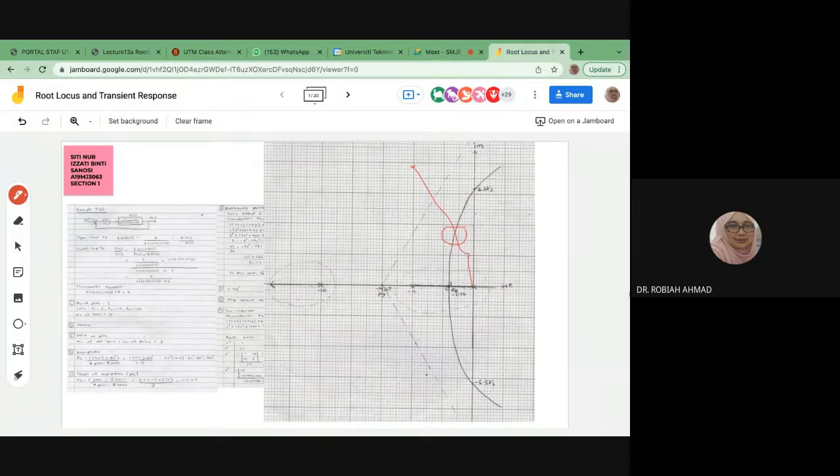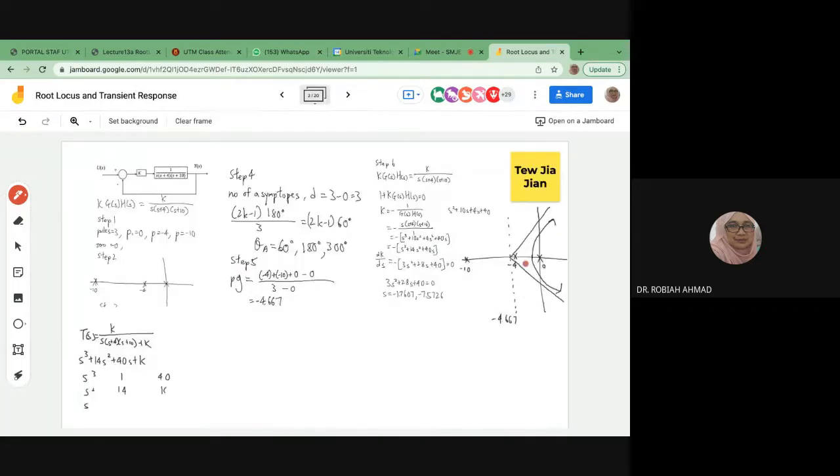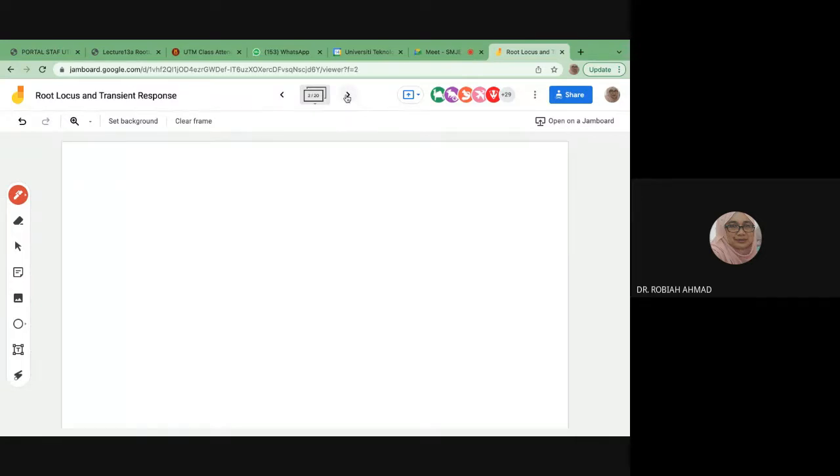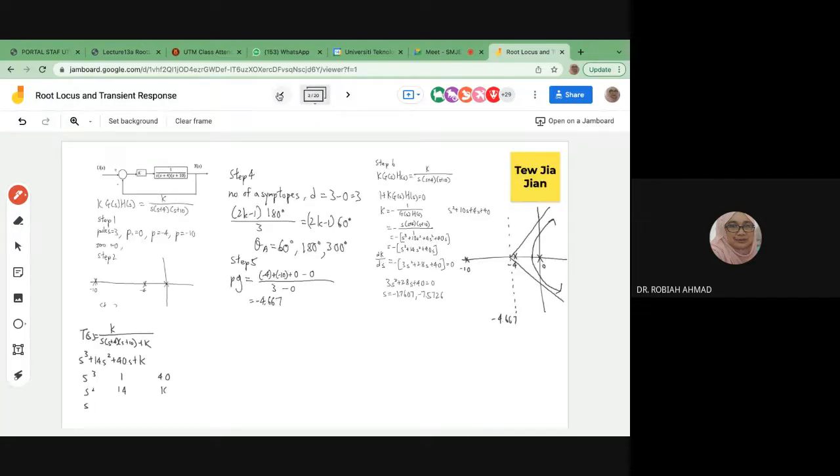So you try on your own. Siapa yang dah buat tu. Apa lagi? Dapatkan point that one. Tu ni draft saja tu. Kalau boleh kita buat dekat graph paper so that we can get the value eh. So exam memang kena graph paper. Please.